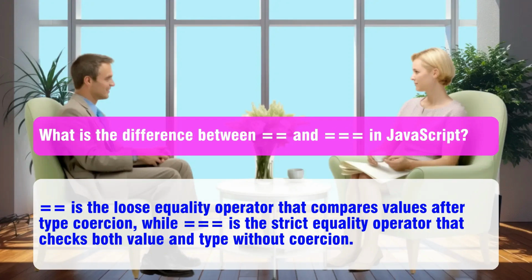What is the difference between == and === in JavaScript? == is the loose equality operator that compares values after type coercion, while === is the strict equality operator that checks both value and type without coercion.